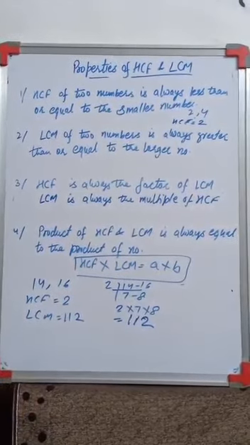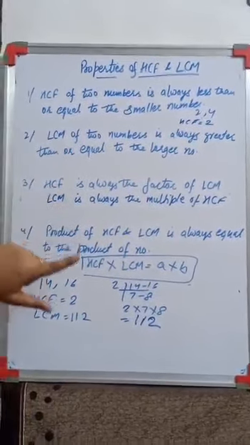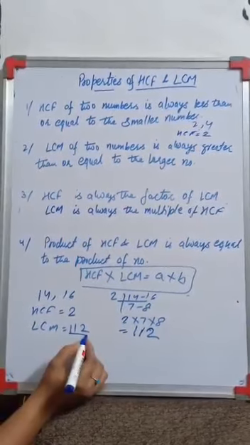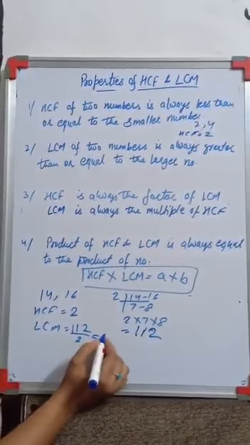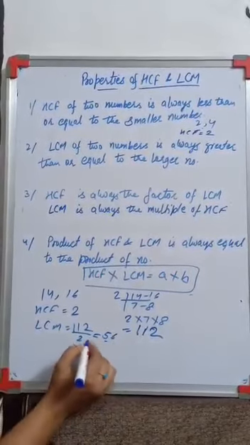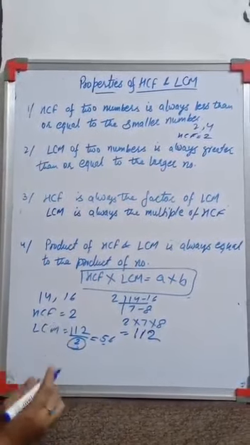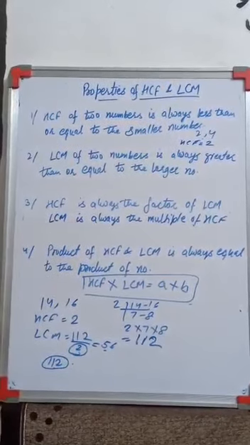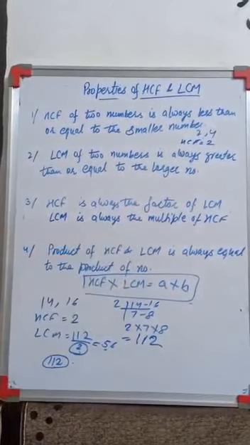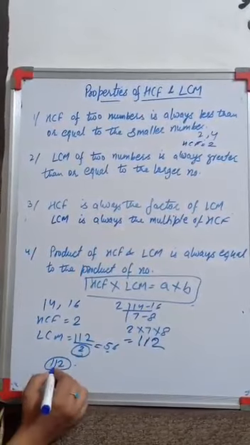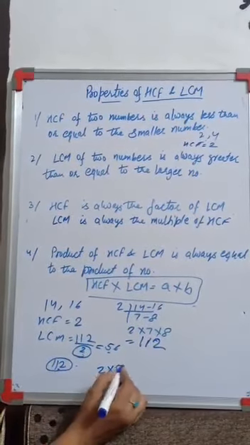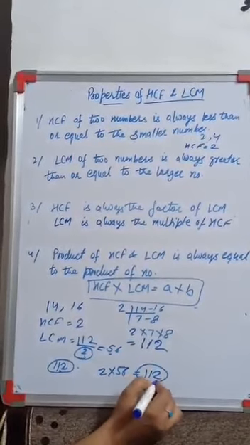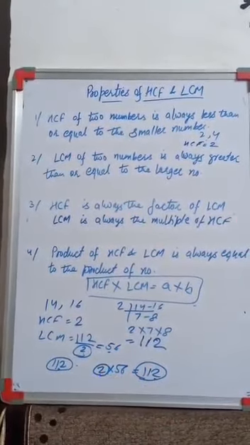So what it said is that the HCF is always a factor of the LCM. See, 2 is a factor of 112: 2 5s are 10, 2 6s are 12. That means 2 is a factor of this. Now, 112, that means the LCM is a multiple of the HCF. The LCM is always a multiple of the HCF. 2 into 56 is 112. So this LCM is a multiple of the HCF.